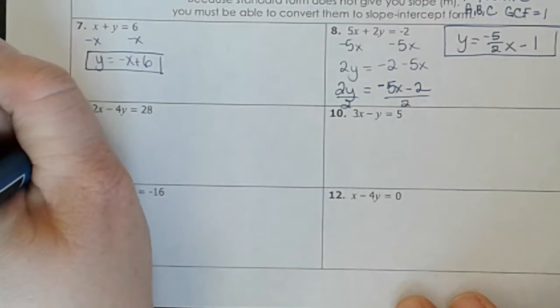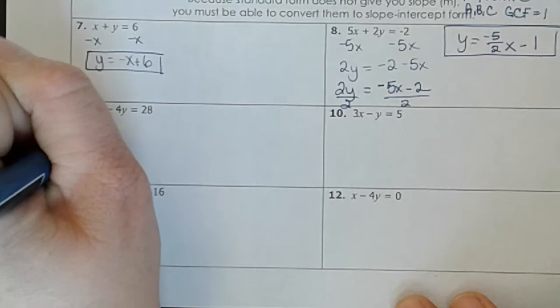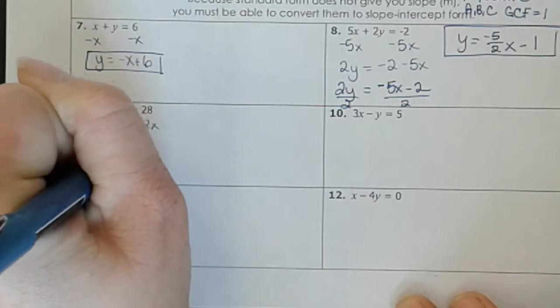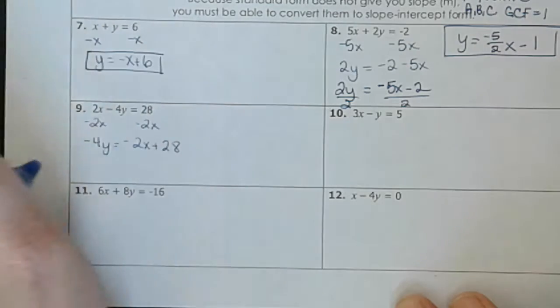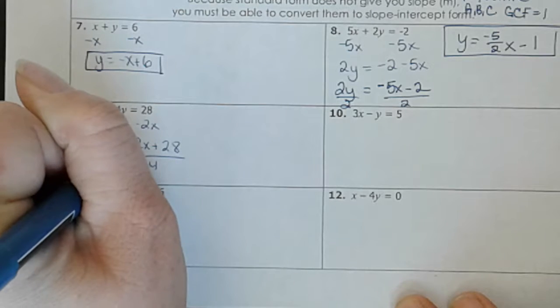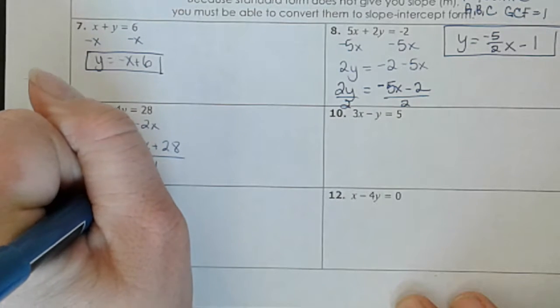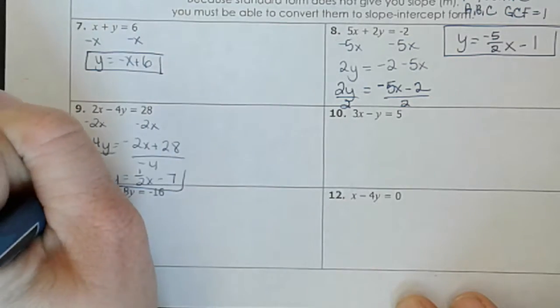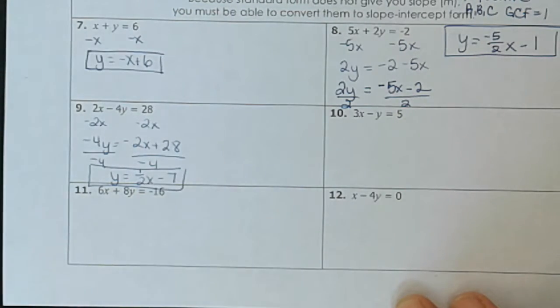All right, let's get y by itself here. We're going to subtract 2x from both sides. So you have negative 4y equals negative 2x plus 28. Divide by negative 4. y equals, well, negative 2 divided by negative 4 gives us a positive 1/2 x minus 7. 28 divided by negative 4 is negative 7.